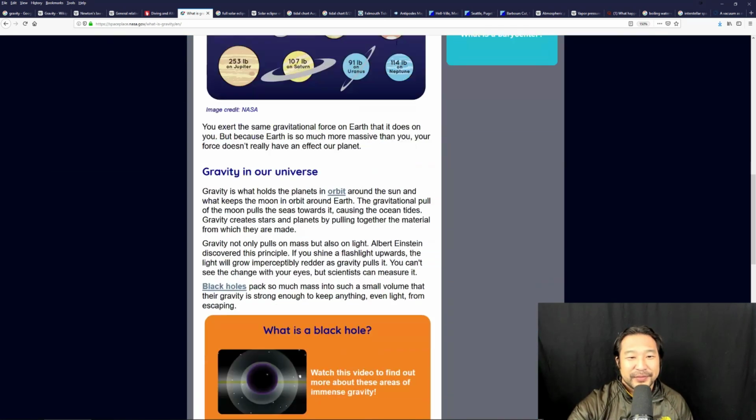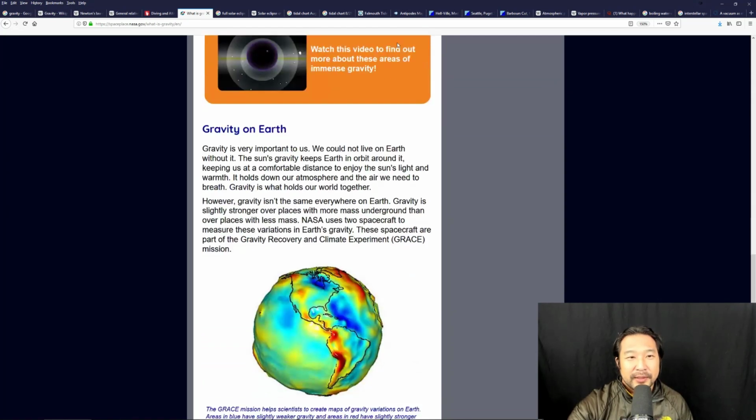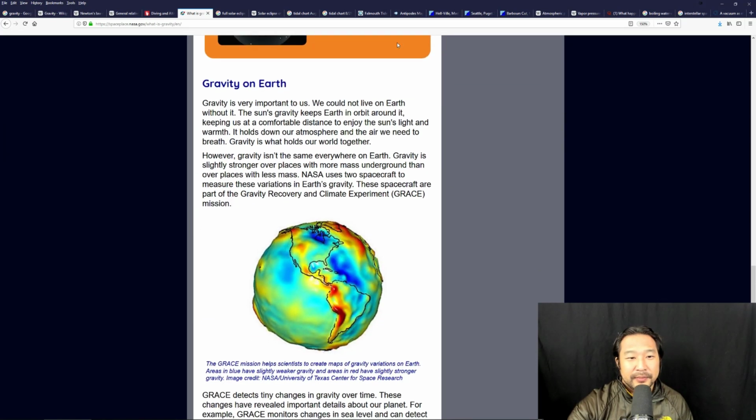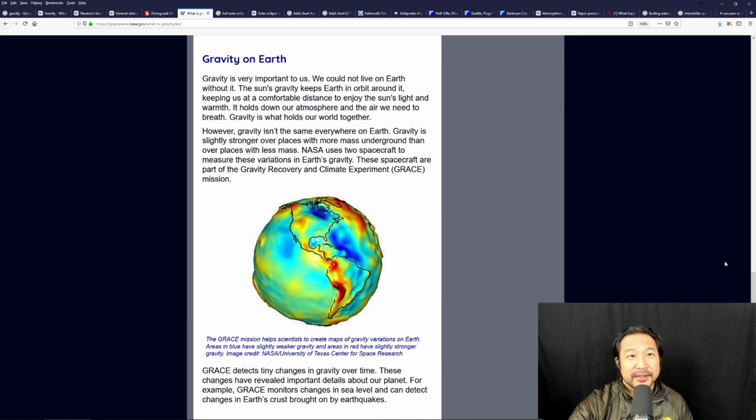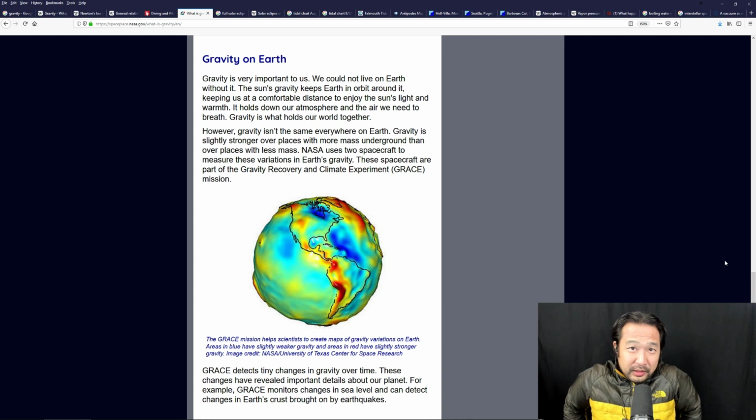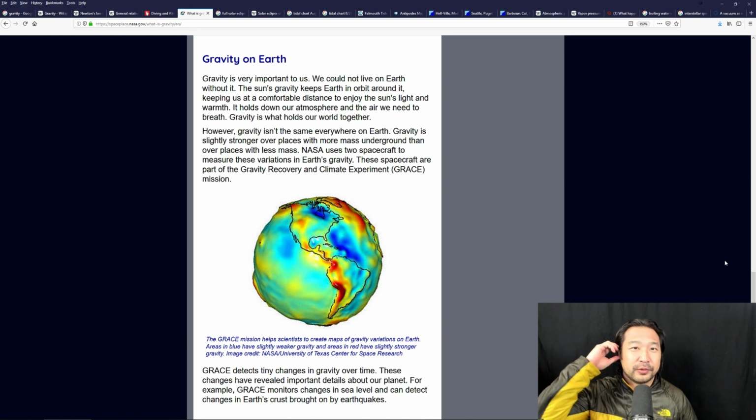So what's interesting about this is something I never knew until today. NASA says gravity is important to us. We cannot live on Earth without it. The sun's gravity keeps Earth in orbit around it, keeping us at a comfortable distance to enjoy the sun's light and warmth. It holds down our atmosphere and the air we need to breathe. Gravity is what holds our world together.